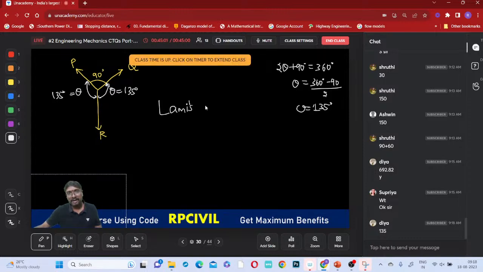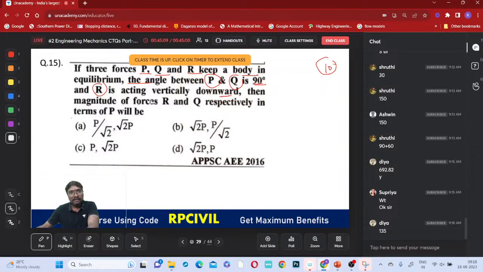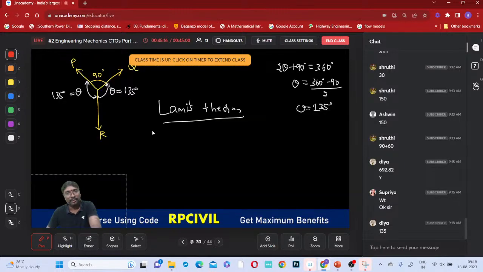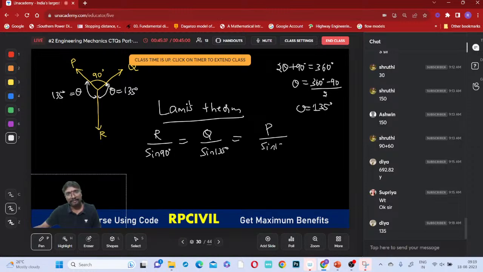Whenever you are applying Lami's theorem, how can you get the answer? Is there any R value given? R is acting vertically downward, and you are asked for the magnitudes of R and Q in terms of P. R divided by sine 90 equals Q divided by sine 135, which equals P divided by sine 135.